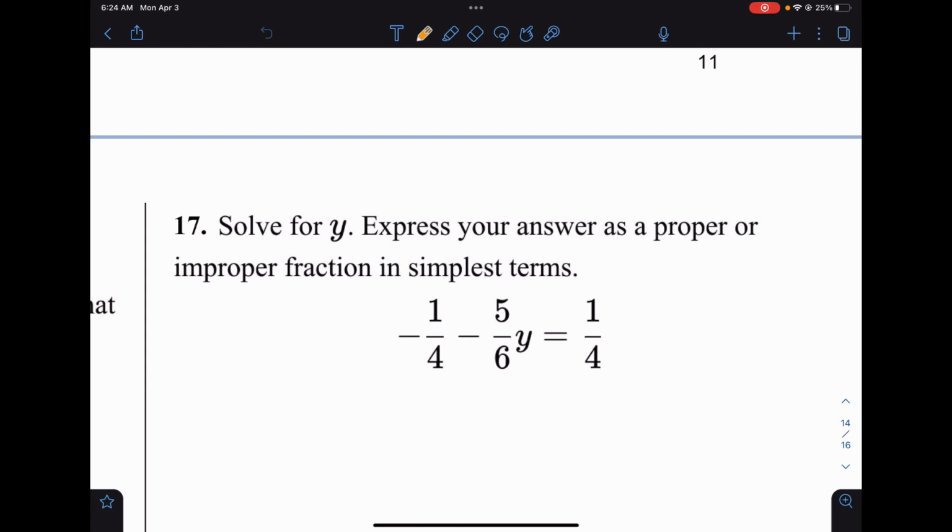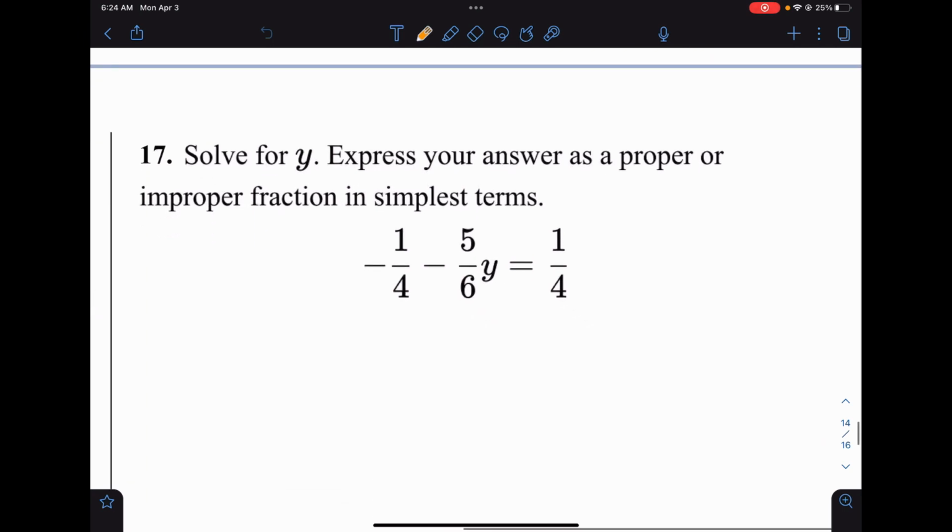All right. So it says solve for y, express your answer in proper or improper fractions in simplest terms. I feel like a lot of the times you guys don't like fractions, so I wanted to make sure we did some practice with fractions. Now, there's a couple of different ways you could go about this. I'm just going to rock through it in a way that you could either use your calculator for or do it in your head.